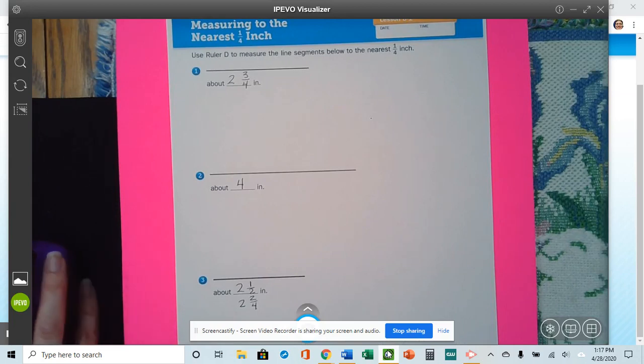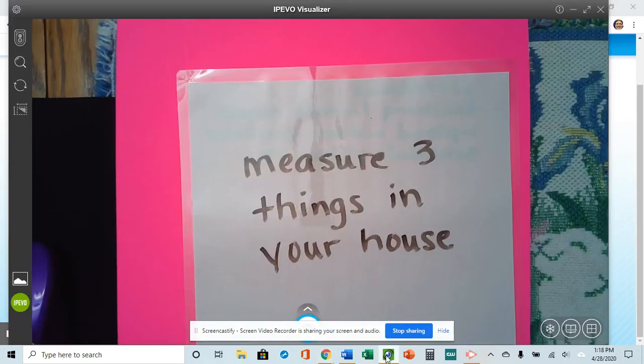So what you need to do now is you need to find 3 things in your house that you can measure. You can use a ruler. You could use a yardstick. If you have a tape measure in your house, that would be fine also. And then you need to write them down and make sure that you're sending your work to your teacher, whether it's through the Remind app, whether it is through email, or whether it's a response on the Facebook videos.